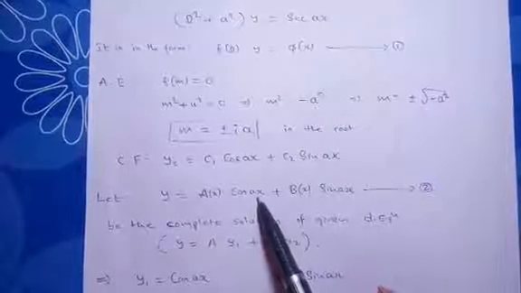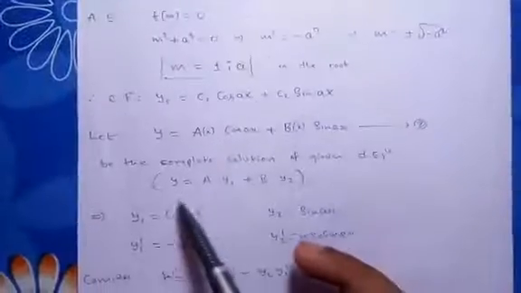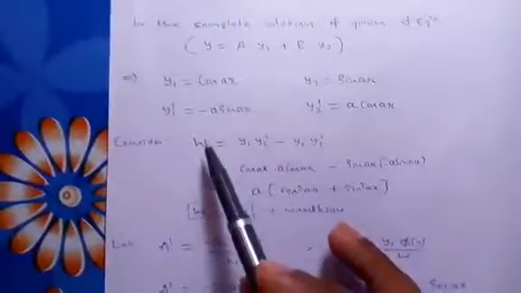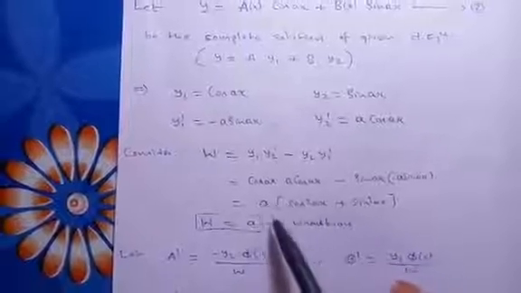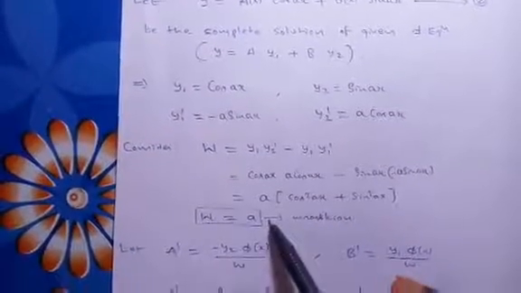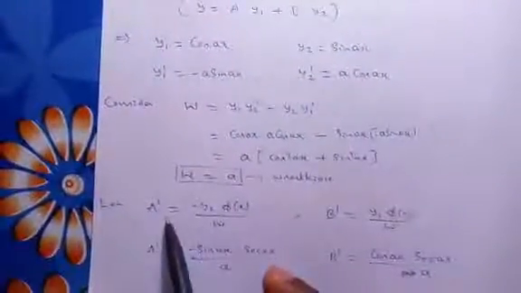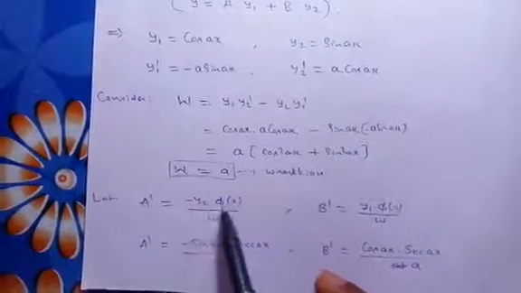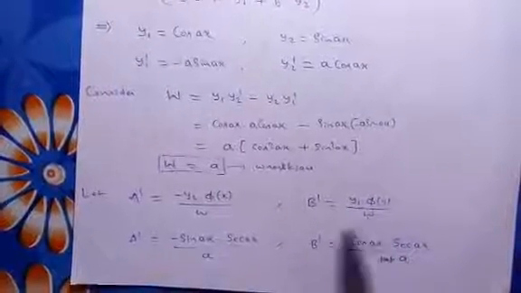Here the coefficient of a is y1 and the coefficient of b is y2. So write down here y1 and y2. Find out their derivatives. After that, find out the Wronskian by using the formula. Substituting into the formula, we get the Wronskian equals a. After that, consider the formula for a dash and b dash. Substitute all the terms: y2, phi of x and W. Here y1, phi of x and W.